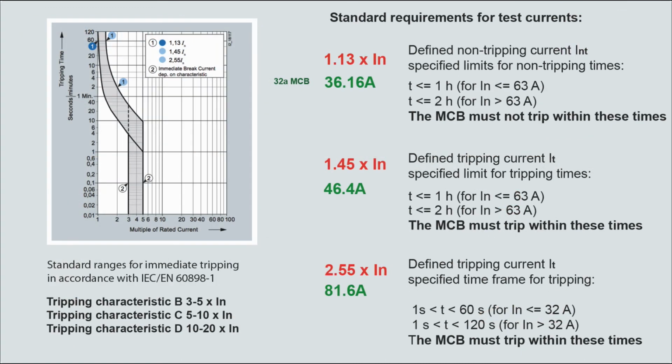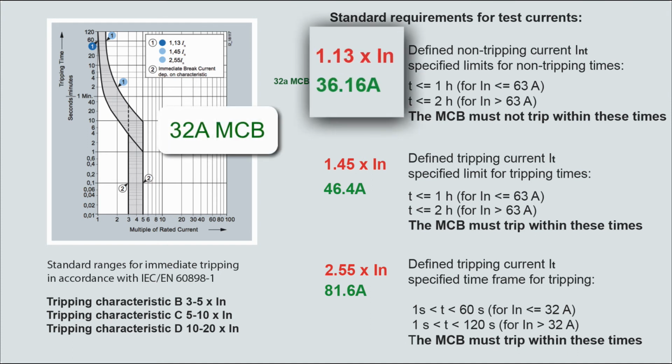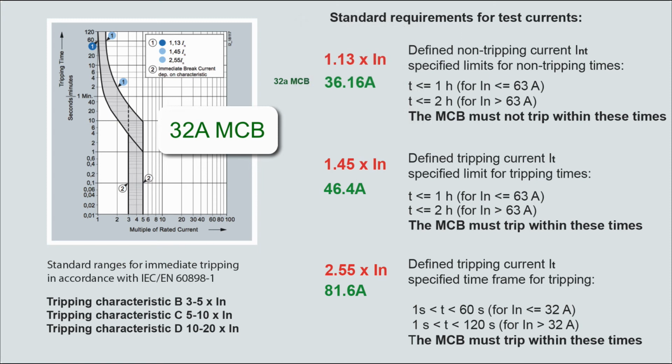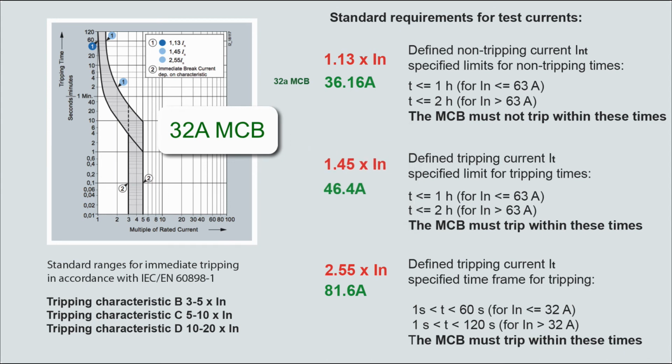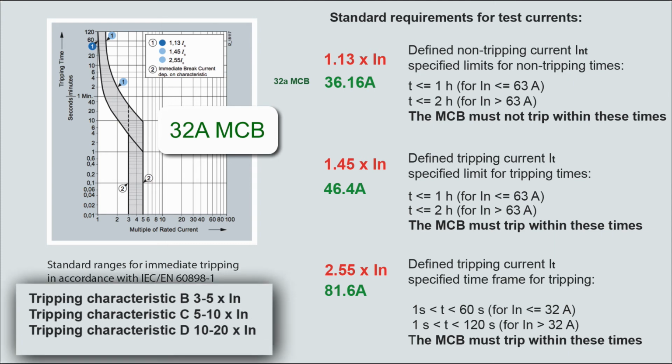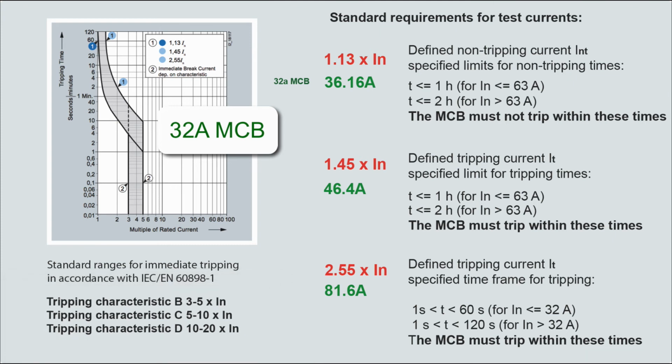This is a time curve standard for the 60898 MCB, and there's various different tests. These are factory tests, not tests we carry out. We can't carry out these high current tests on MCBs because it would be too dangerous. They have a test at 1.13 times IN, and the MCB should not trip in over an hour. And then they have the 1.45 times IN, and the MCB should trip in less than an hour. The instantaneous tripping characteristics for a type B is 3 to 5 times IN. Type C, it's 5 to 10. Type D, it's 10 to 20 times IN.